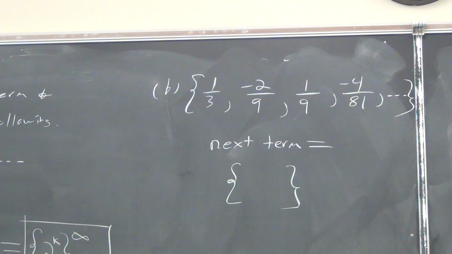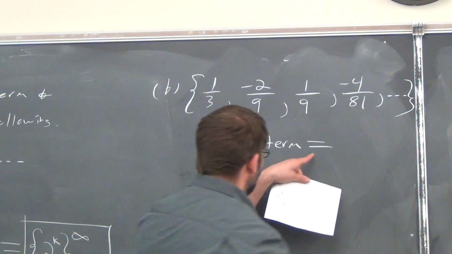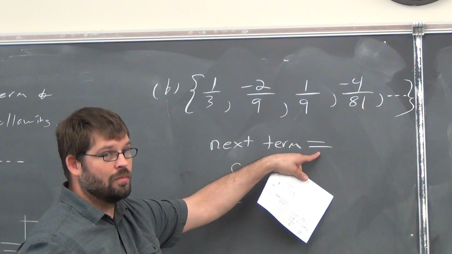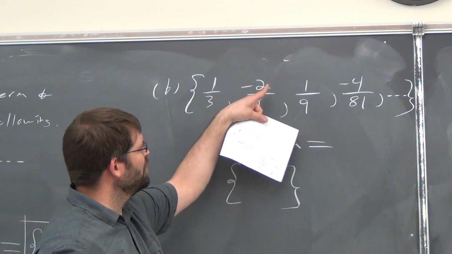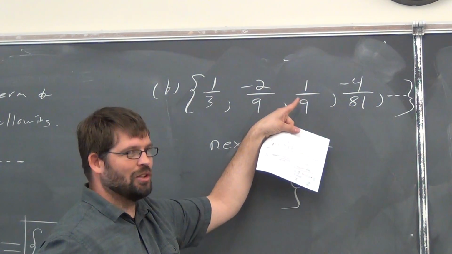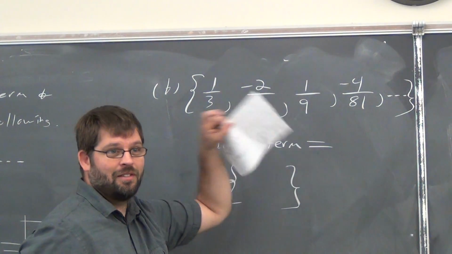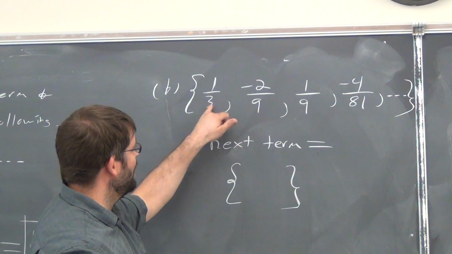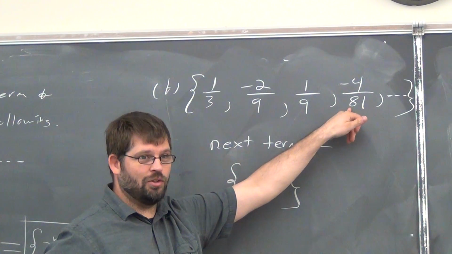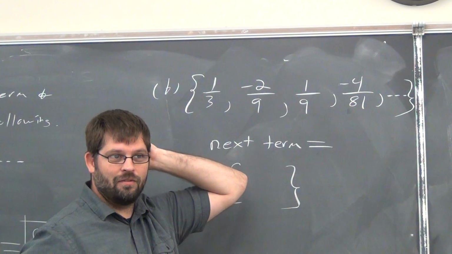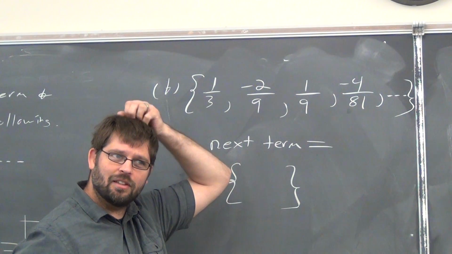Okay. Any guesses for the next term? I would say n over negative 3 power of n minus 1. Okay. So that's the general form, right? What about the exact next term? So 1, 2, 1, 4. That seems a little weird, but 1, 2, 3, 4 would be good, right? What's the bottom look like it's doing? 3, 9, 9, 81. Those are all powers of 3. Does that make sense?